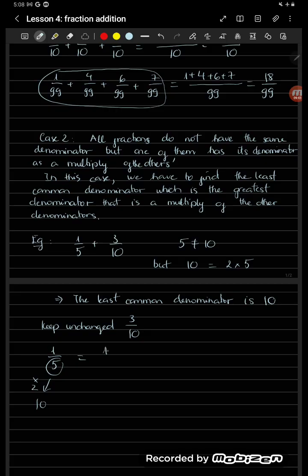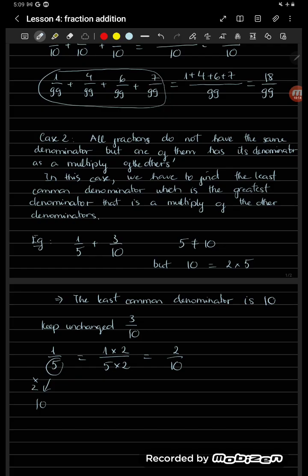Okay, so 1 times 2 and 5 times 2. If we multiply the bottom part by 2, we need to multiply the top part by 2 as well, to keep the value of the original fraction. Okay, and the answer is 2 over 10.